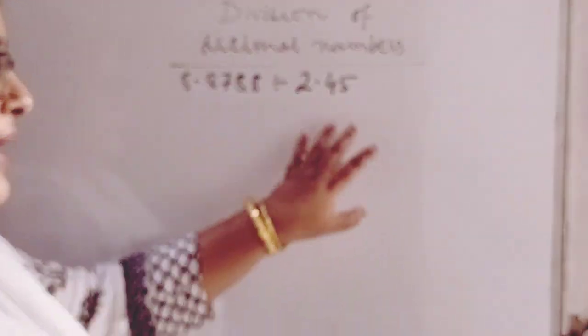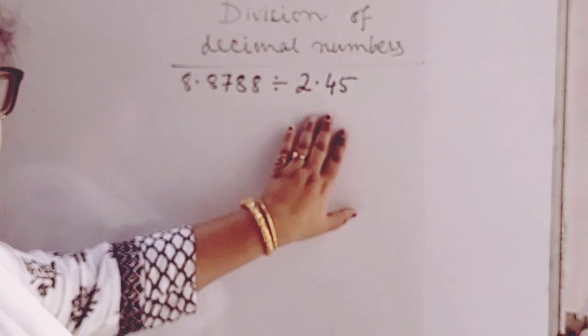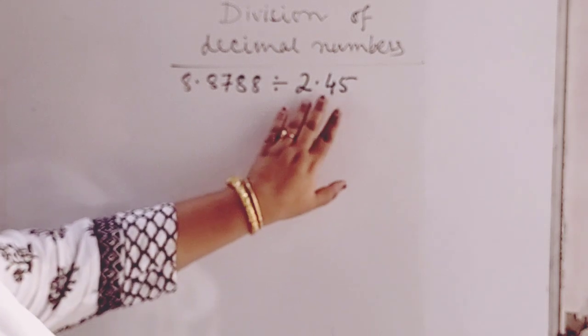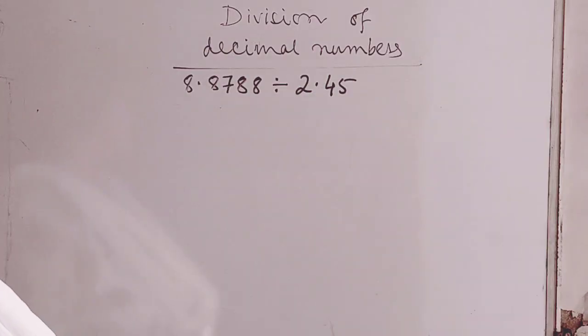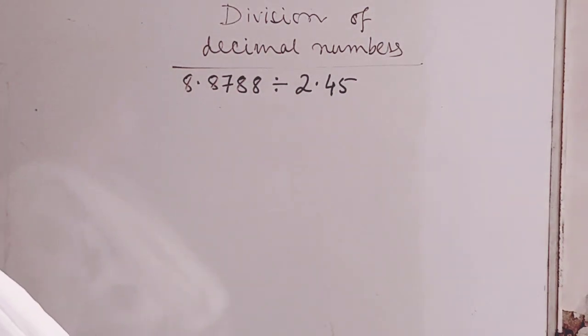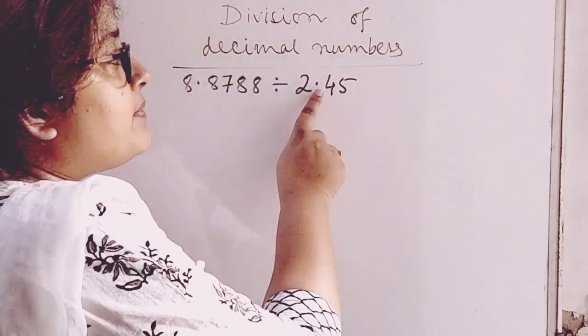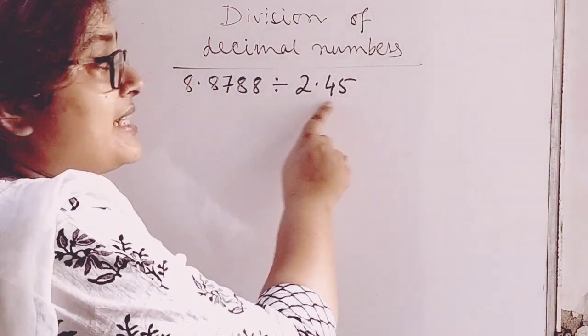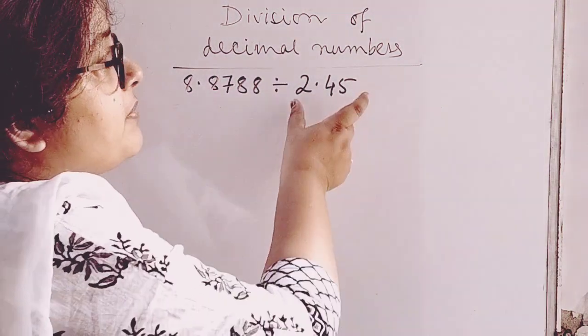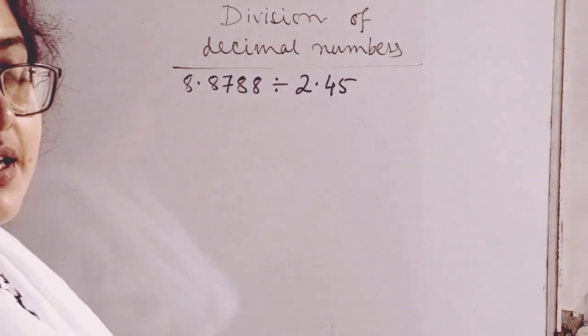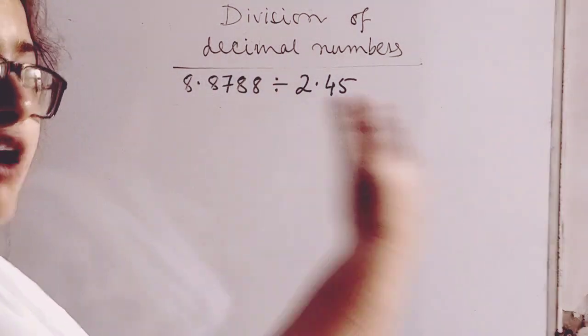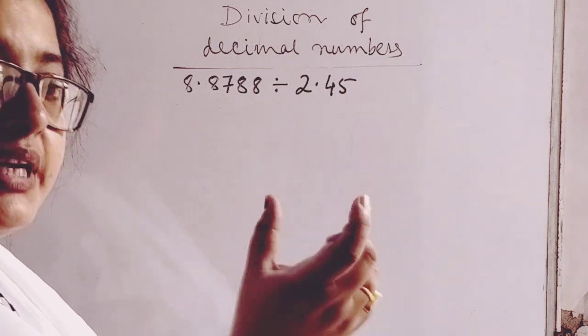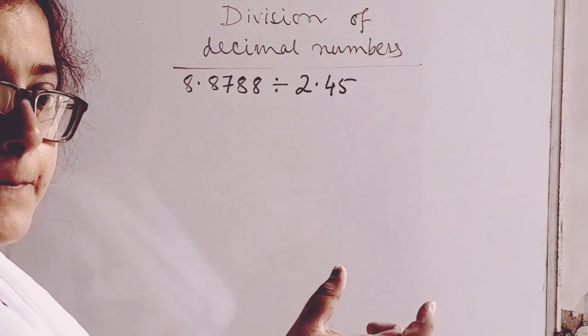8.8788 is divided by 2.45. Here in the divisor you can see a decimal is present. What will you do? As I have told you, it must be converted to an integer. After the decimal in the divisor, 2 places are there. So obviously if it is multiplied by 100, the decimal will be after the 5, that is, it will be converted to an integer in that case.